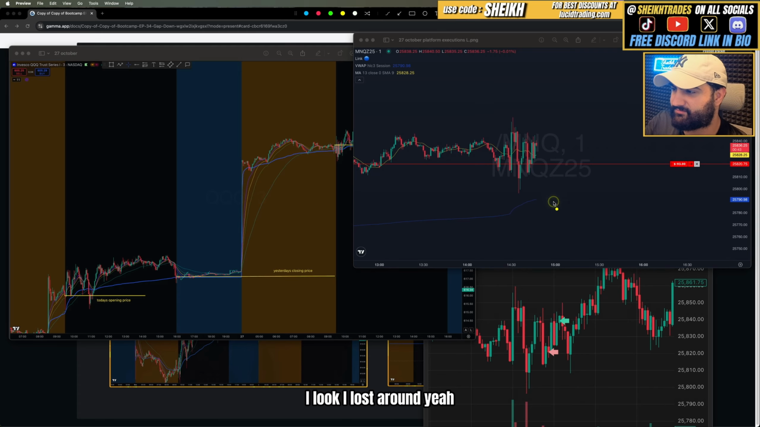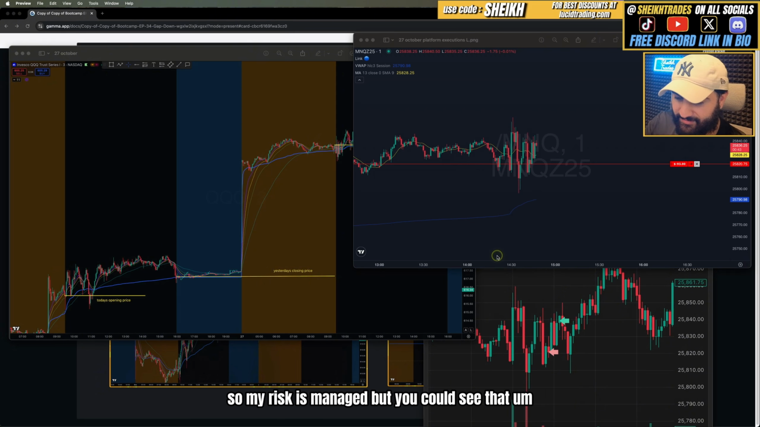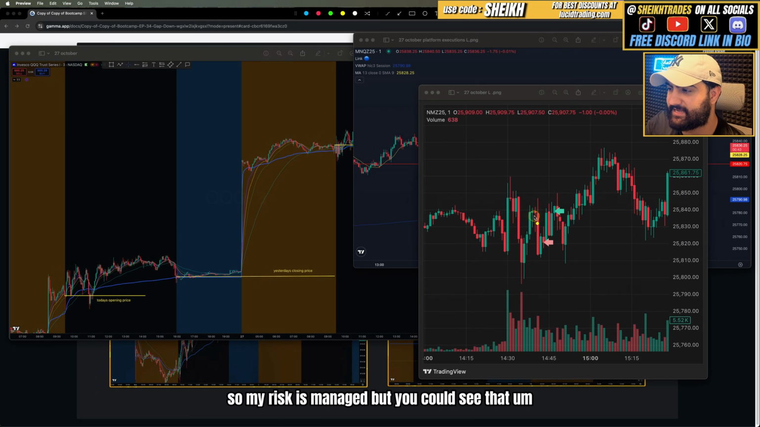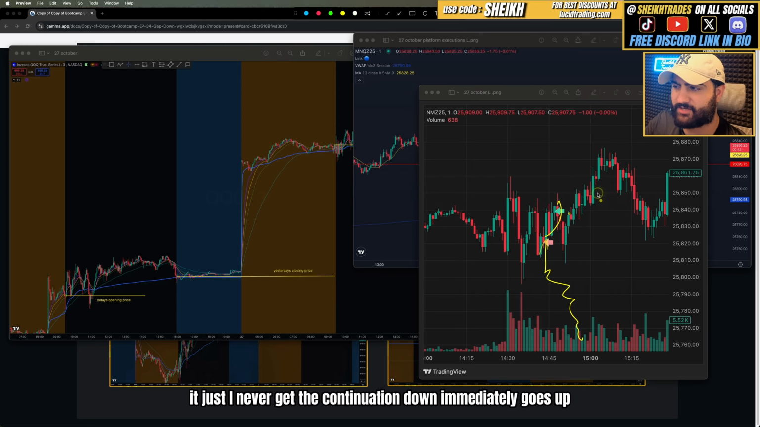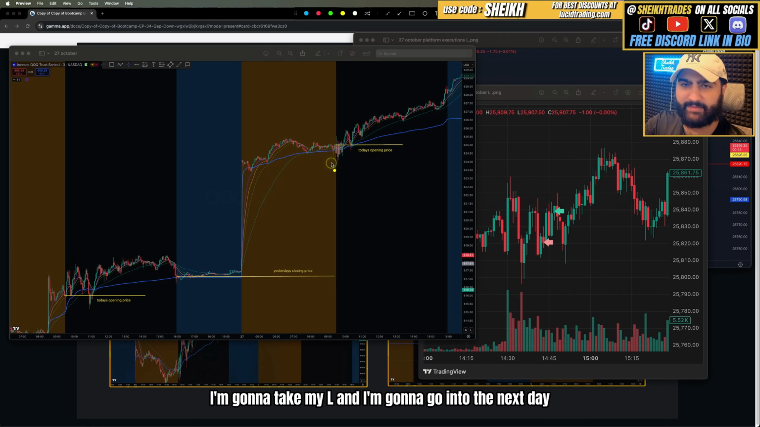I lost around $180 on it, and if you look at my previous winners, $180 is nothing. So my risk is managed. But you could see that the moment we fill VWAP and we reclaim, I never get a continuation down. Immediately it goes up, and that's where I was like, okay, you know what? This ain't it. This price action is ugly. I'm not gonna be forcing it. I'm gonna take my L, and I'm gonna go into the next day, and the next day I'm gonna probably have better PA, and I'm gonna make loads of money.